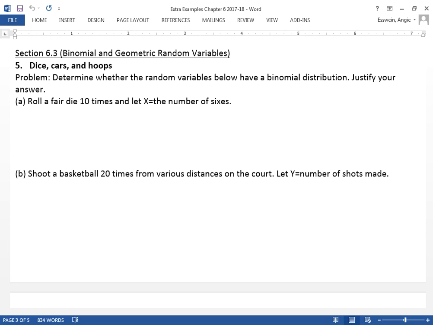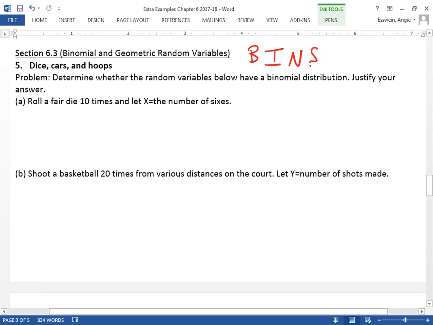We're talking about binomial random variables and when it is a binomial type of situation. We know that what we need is for it to fit BINS. We want to make sure all those conditions are met. In part A, if we roll a fair die 10 times and we define the random variable as the number of sixes we get, let's start with binary.